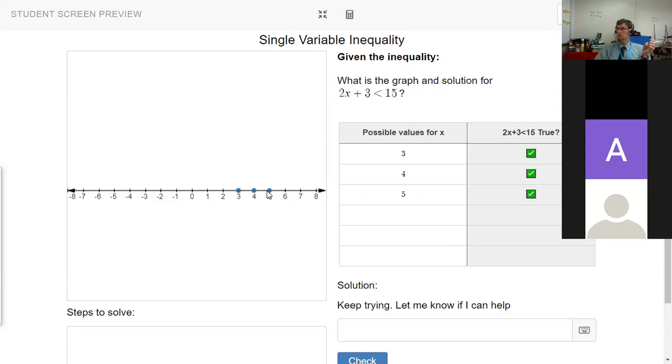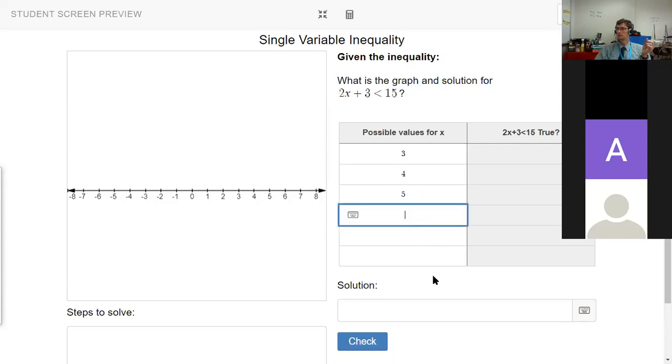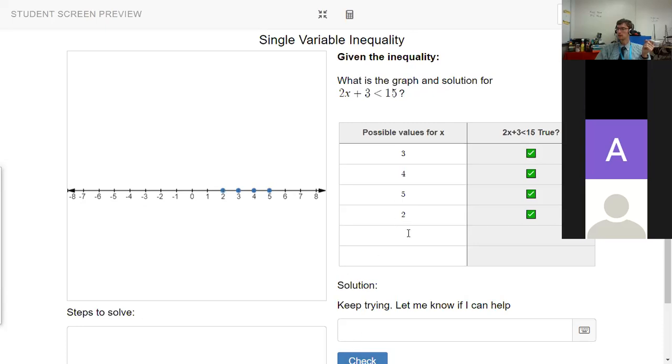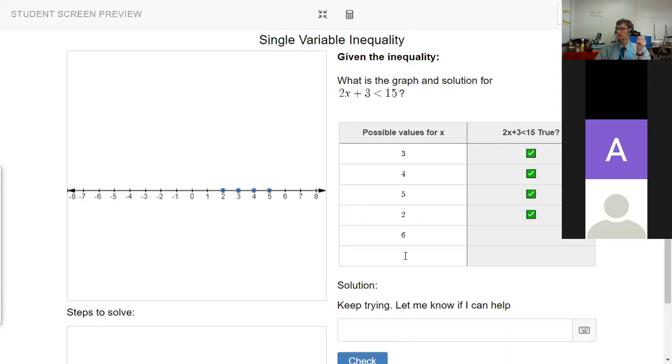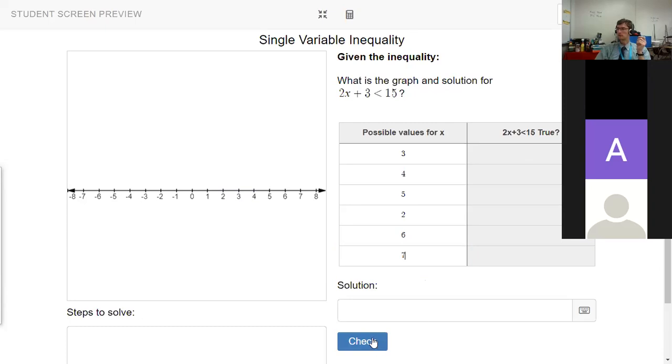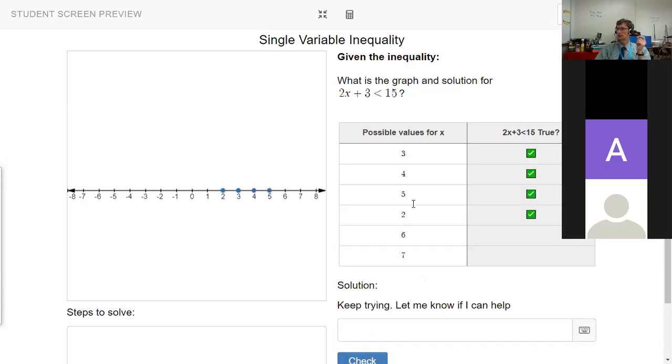All right, so it looks like we have numbers that are going to be less than 5, but let's try another. What is the next number? 2. Okay, 2 works. Can I try one that won't work? Where's it going to stop working? 6. Okay, 6 doesn't work. And maybe 7 too. So it looks like we can have numbers that are less than something. So what are these numbers? They're less than what?